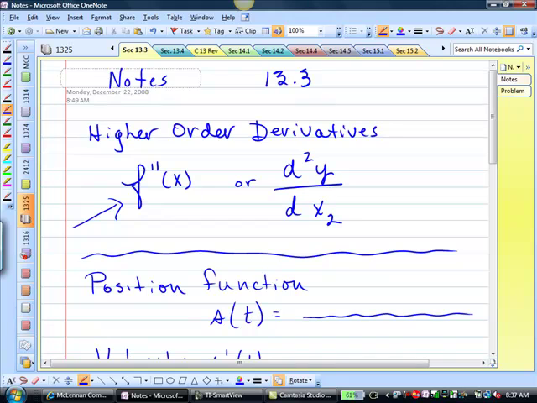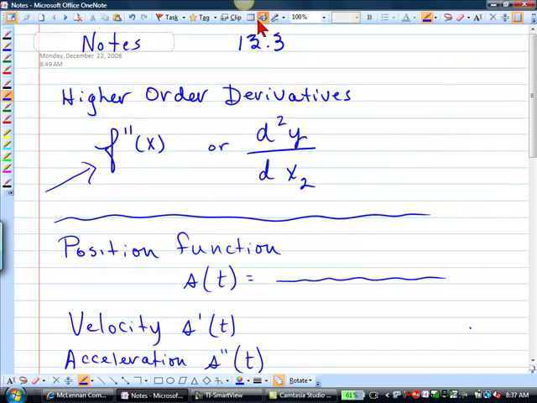This section is on higher order derivatives. That means second derivative, third derivative, fourth derivative, however far you can go. And you can see different notation for that, just like you could for first derivatives. But most often, I'll use this, and you'll see that most often in the book or on the test.